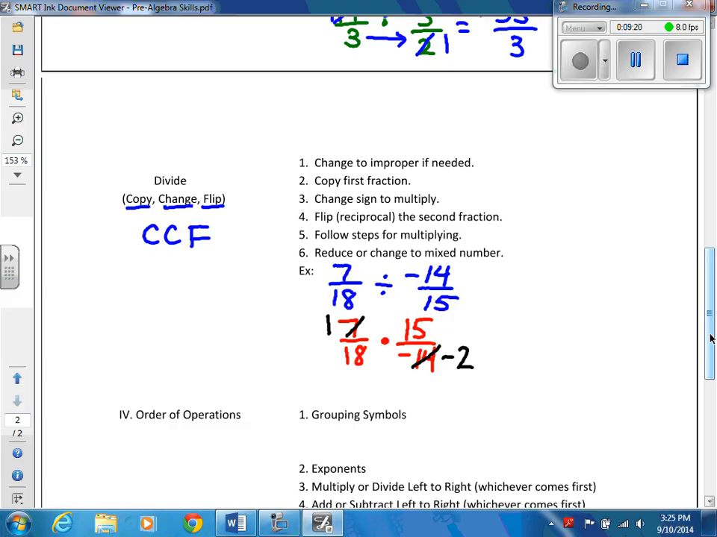Going the other way, 15 and 18 can be divided by 3. So 15 divided by 3 is 5. 18 divided by 3 is 6. Now you're ready to multiply straight across. 1 times 5 is going to give you 5, and 6 times negative 2 is going to give you negative 12. You can write your answer 5 over negative 12, or you can write negative 5 over positive 12.